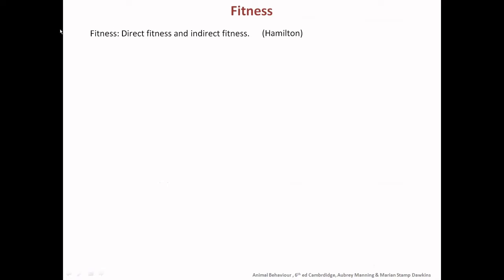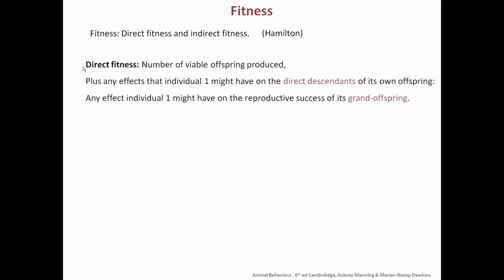So this is a variable. Fitness is a variable. It can be direct fitness or indirect fitness. Okay. So what is direct fitness? Direct fitness is the number of viable offspring produced, plus any effect that individual one might have on the direct descendants of its own offspring, as well as on its grand offspring. So the activity or the change in the behavior of individual one, how it is helping in increasing the reproductive success of its own, in producing its own offspring as well as its grand offspring. It is directly related to the family lineage, that is direct fitness.